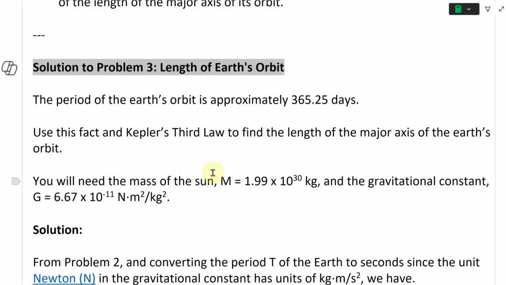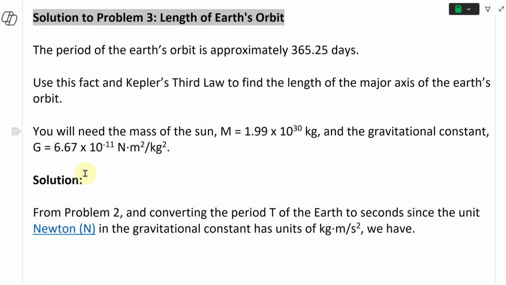And you will need the mass of the sun, capital M equals 1.99 times 10 to the power of 30 kilograms, and the gravitational constant, capital G equals 6.67 times 10 to the negative 11 newtons times meters squared divided by kilograms squared. Those are the units. All right, so let's take a look at the solution.